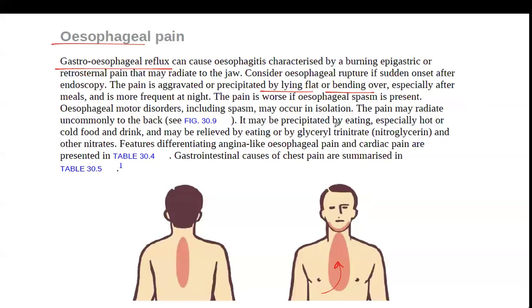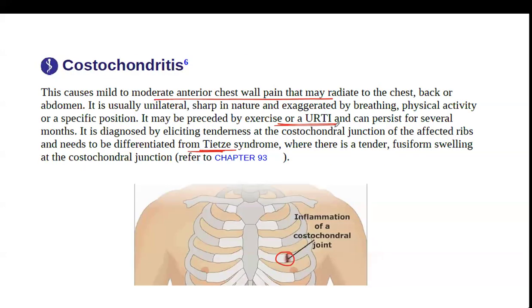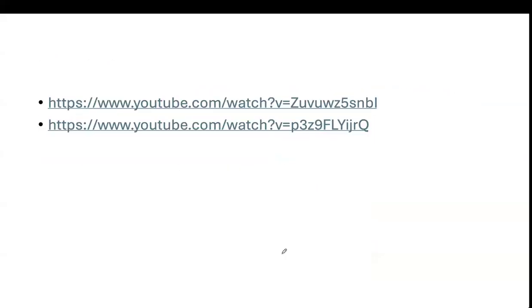So how do you differentiate? You can think that it is pericarditis because the pain has these characteristics: left-sided pain, exaggerated by breathing, and a preceding upper respiratory tract infection. The only way to differentiate is to press on their costochondral junction. If it is tender, it is costochondritis. If it is non-tender, then you can think of pericarditis and others.